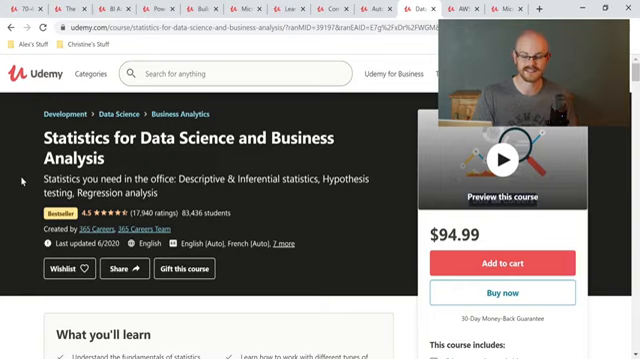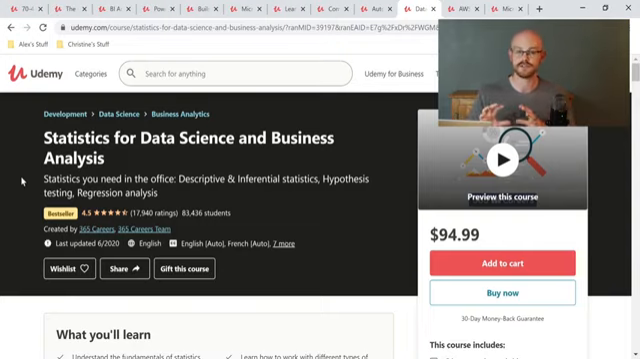For our 10th course, it's Statistics for Data Science and Business Analysis. I get asked all the time, what do I need to know in terms of math and statistics in order to be a data analyst? This course is for you. Please take this course and stop asking me, what statistics do I need to know? What math do I need to know? This answers all of it.